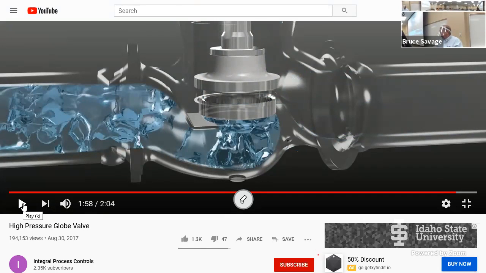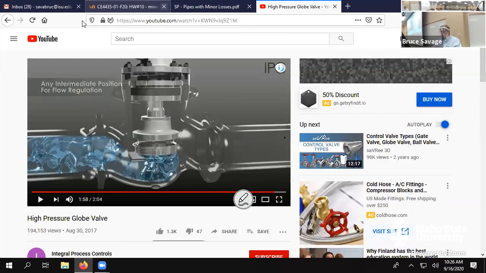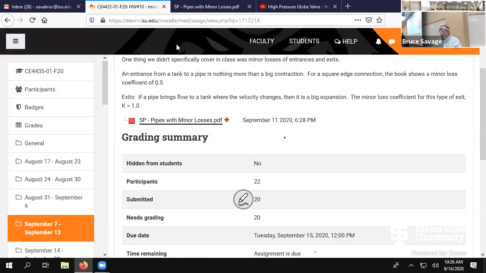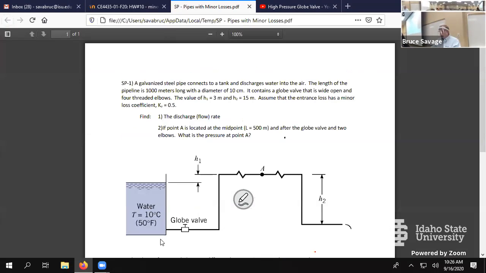Where is the globe valve involved in that diagram, the picture? The globe valve is right there. So that's why we have the A globe. We find the minor loss coefficient for the globe valve. Correct. Yep.